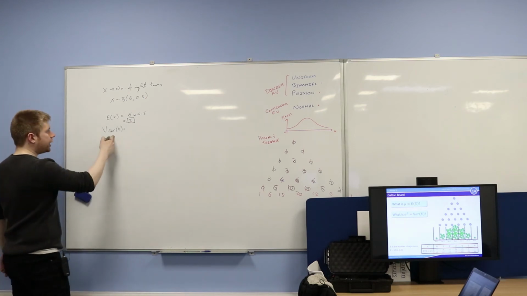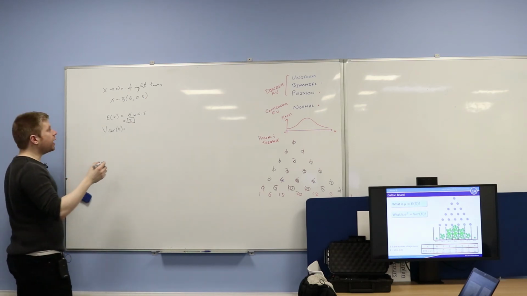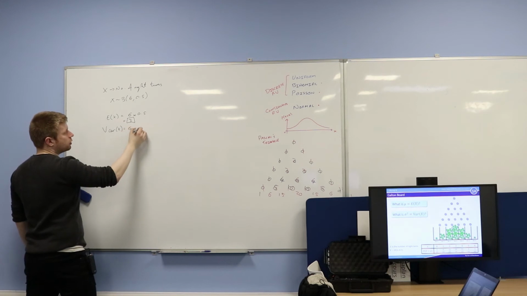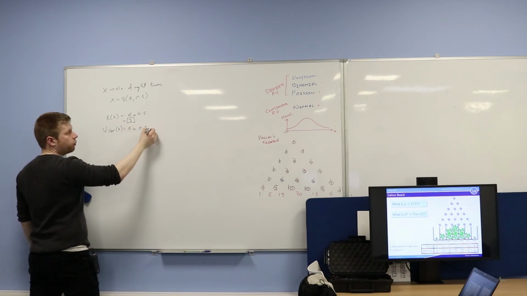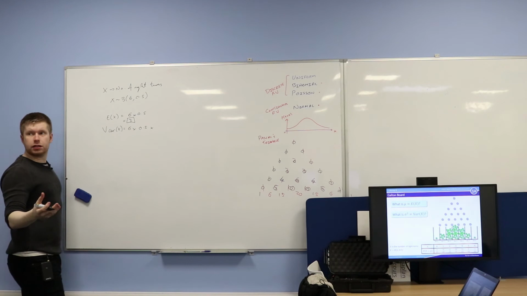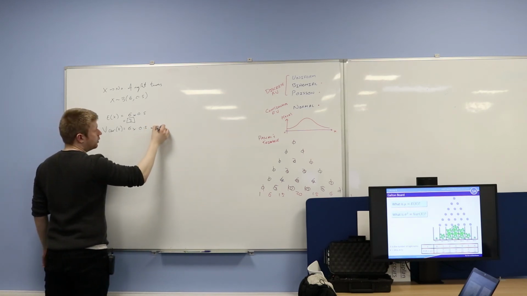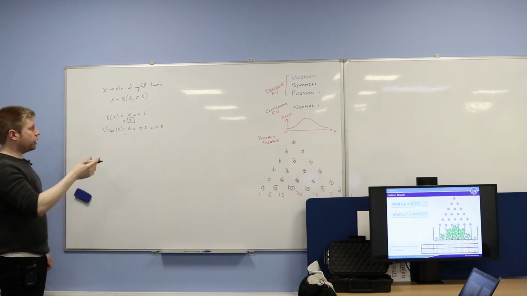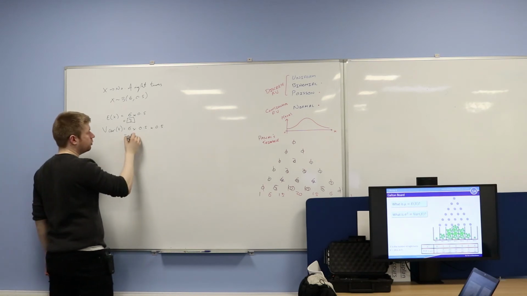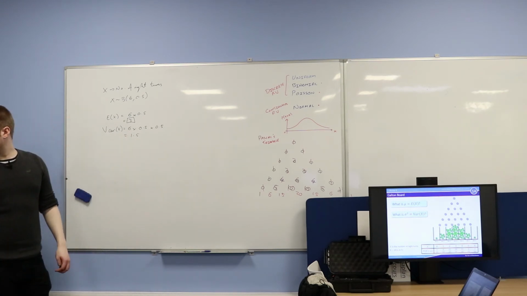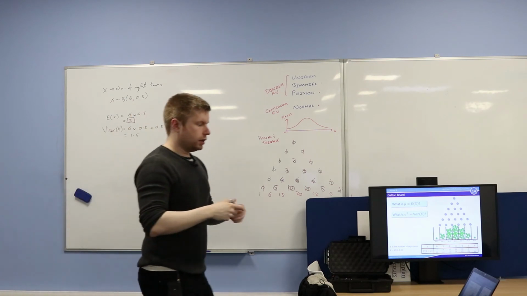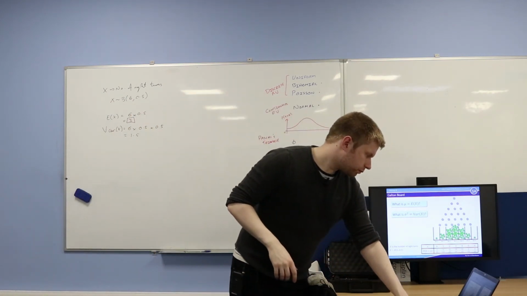Okay, how do you calculate variance? Yeah, good. So it'd be 6 times 0.5 times the probability of failure, which is 0.5. Absolutely. So in other words, this is going to be 1.5. Yeah, good, fantastic.